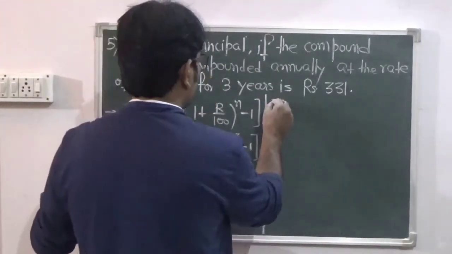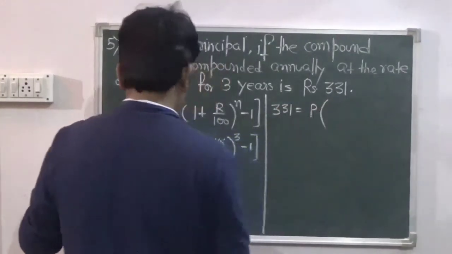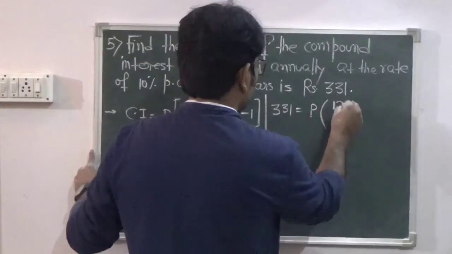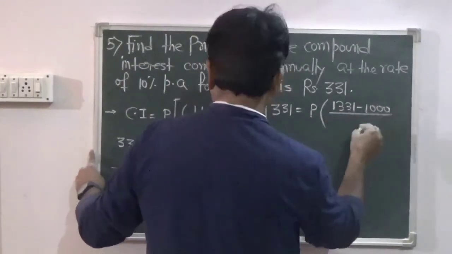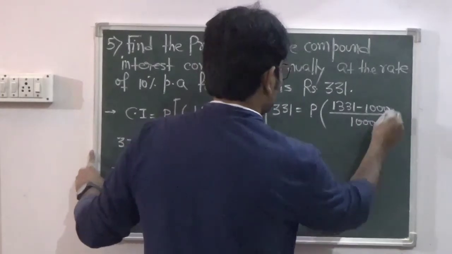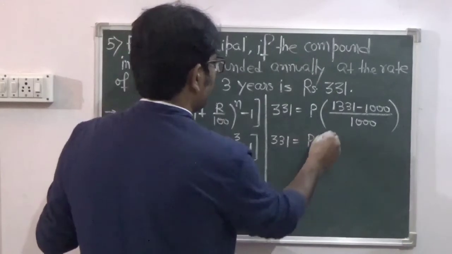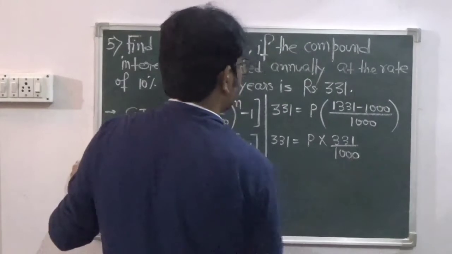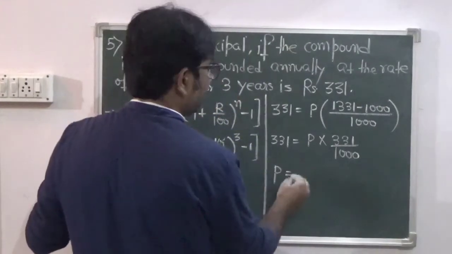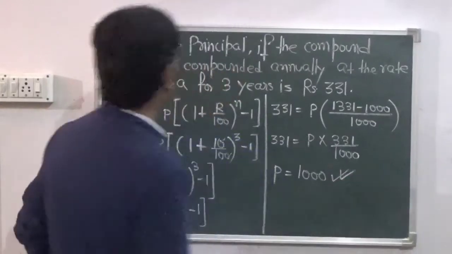So we have 331 equals P into 1331 minus 1000 divided by 1000. So 331 equals P into 331 by 1000. So P is equal to 1000.